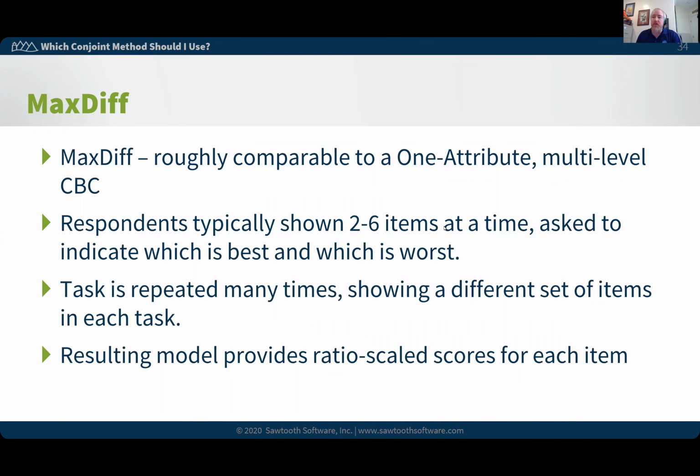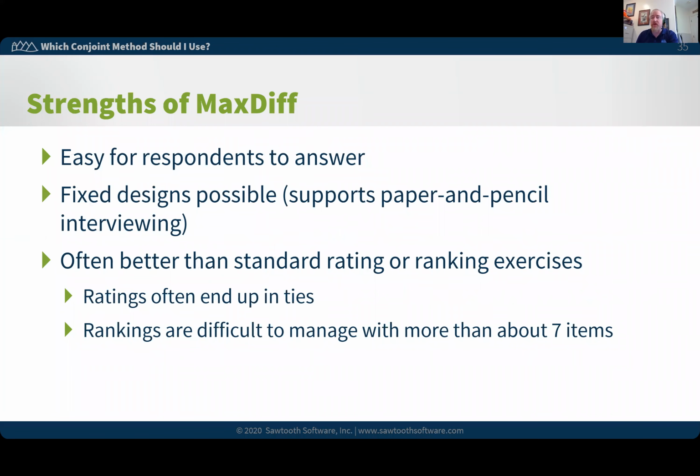Typically we showed between 2 and 6 items at a time, so you can have 30 or 40 items in your experiment, but we're only going to show them usually 4 or 5 times per task. We rotate through them so that each item occurs 3 or 4 times, and then we are able to create these models that are ratio scaled. So you can look at the things and say, okay, well, if something scores a 10, it was twice as likely to be selected as the best as something that scored a 5.